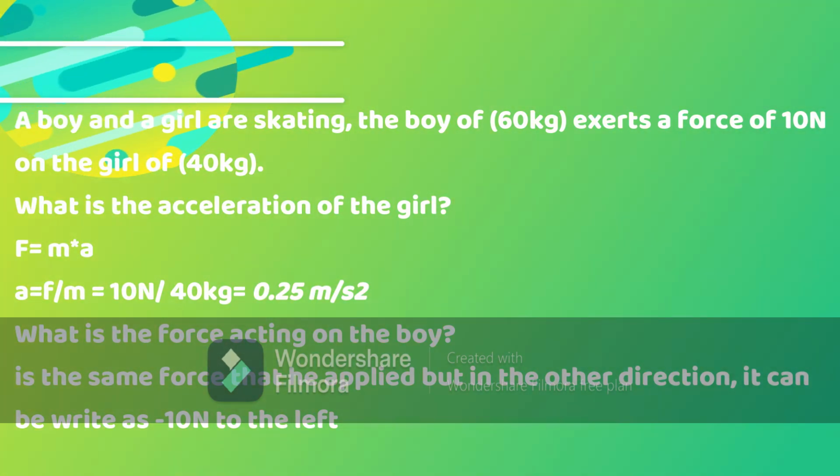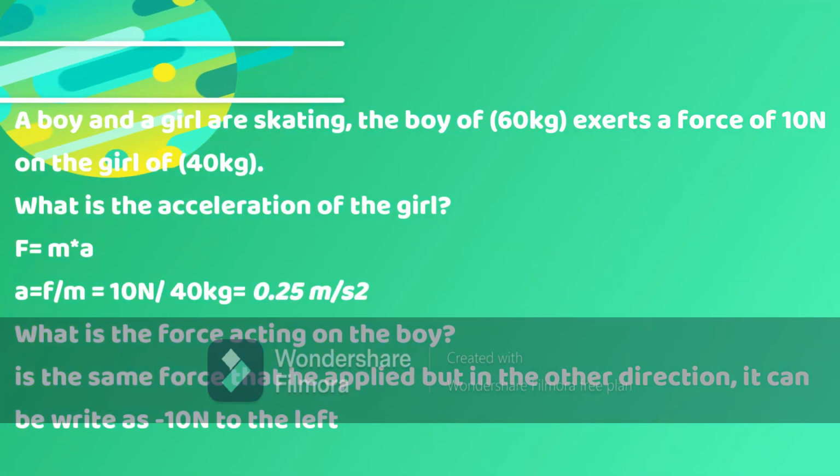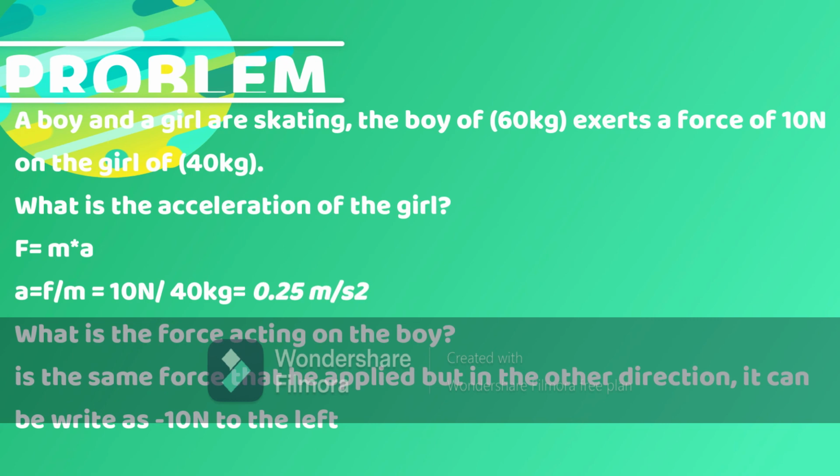What about if we solve a little problem? A boy and a girl are skating. The boy of 60 kilograms exerts a force of 10 newtons on the girl of 40 kilograms. What is the acceleration of the girl and what is the force acting on the boy? To calculate the acceleration, we have to use the formula of the second law. Force is equal to mass times acceleration. So acceleration is equal to force over mass.